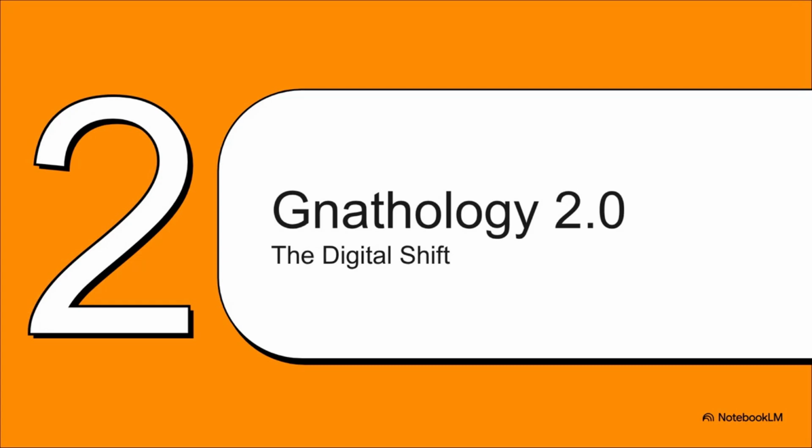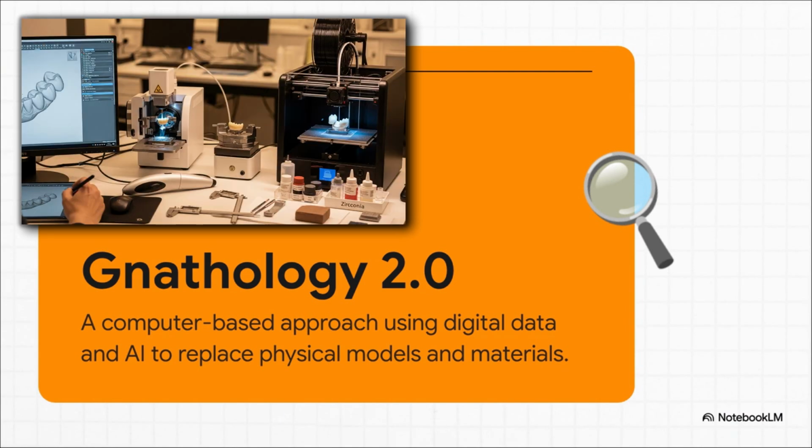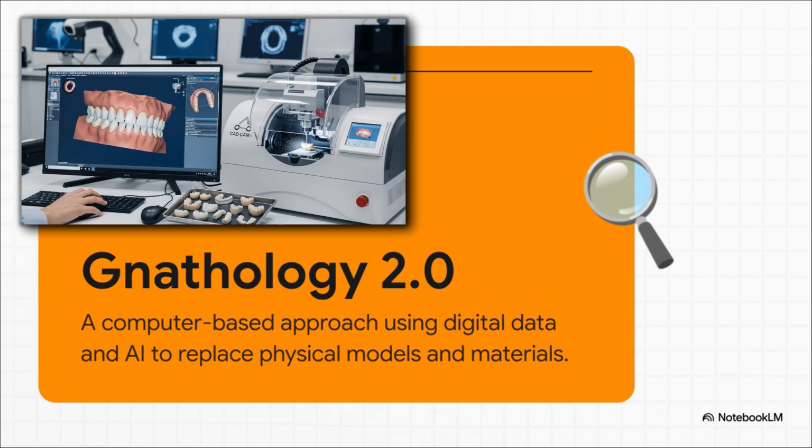So what's the solution to this big plaster problem? Well, that brings us to our next section, the shift to Gnathology 2.0. We're talking about a whole new way of thinking, one that's built on data and, you guessed it, powerful algorithms. So what exactly is Gnathology 2.0? Well, to put it simply, it's all about swapping physical stuff for digital information. It's using computers to simulate everything a plaster model used to do, and honestly, a whole lot more. By using digital scans, patient data, and AI, it can design and help create dental work with incredible precision.